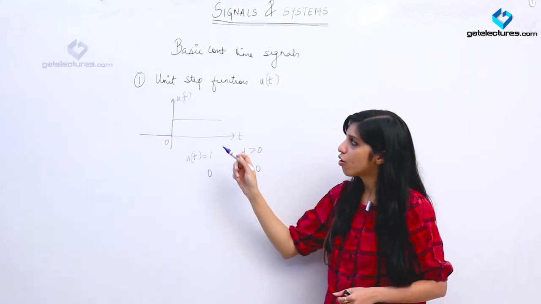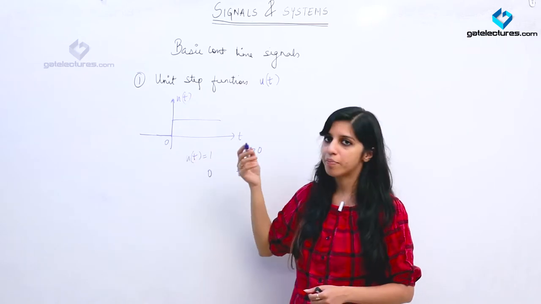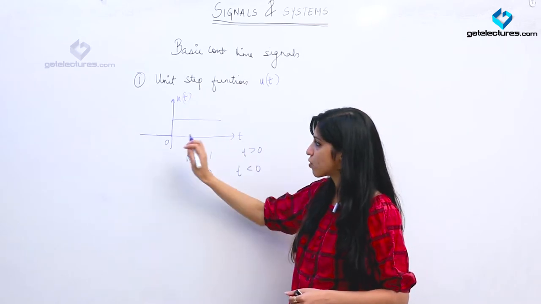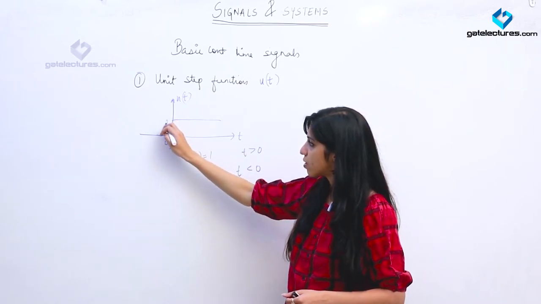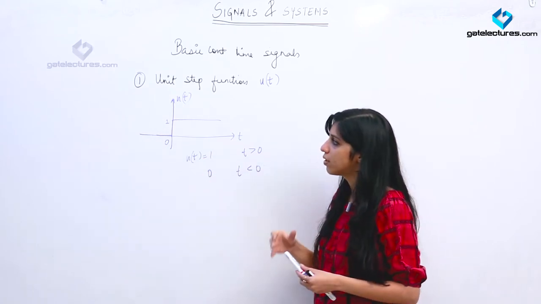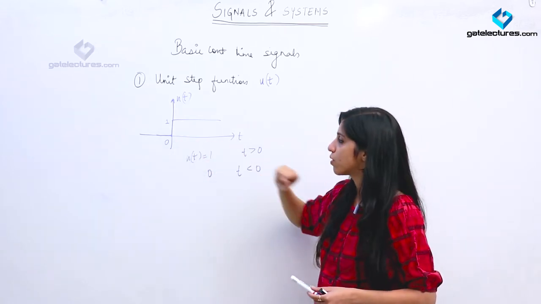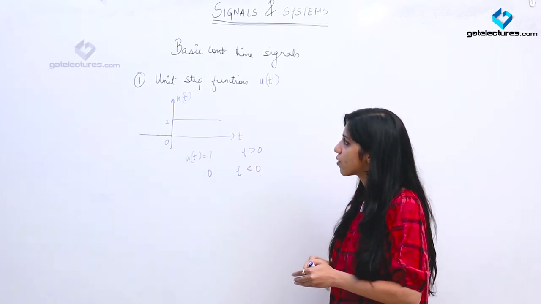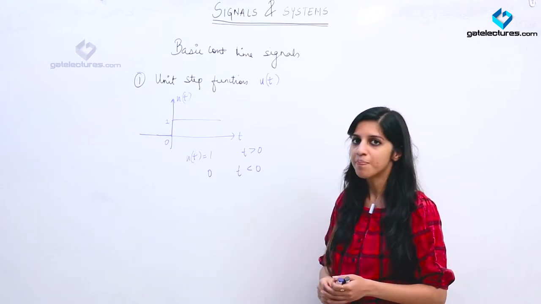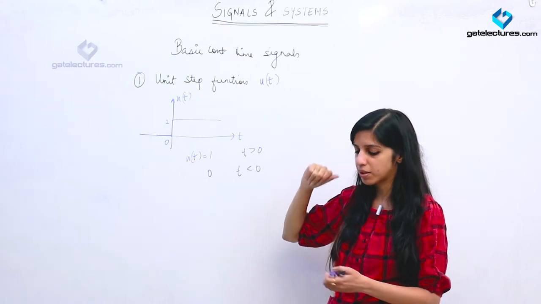The value of this function u(t) at t is equal to 0 is not defined, or in an average sense sometimes you can say that the average of the 0 and 1 values, so u(0) is 0.5, but more accurate would be to say that the value of u(t) at t is equal to 0 is not defined. So this is how we define a unit step function. It is 0 for all the negative time intervals and 1 for all the positive time intervals.